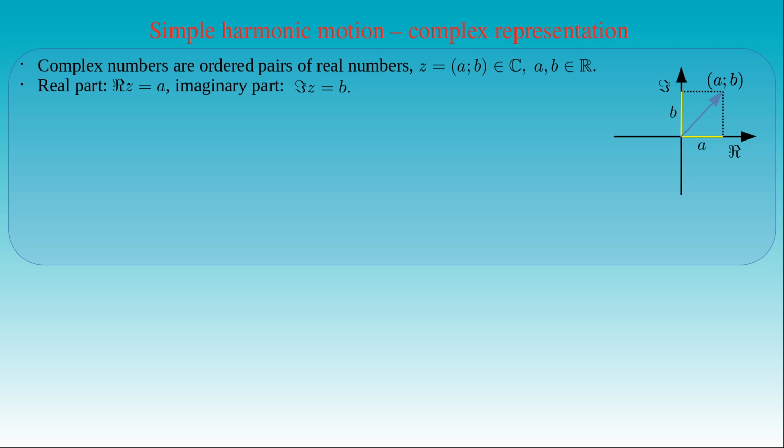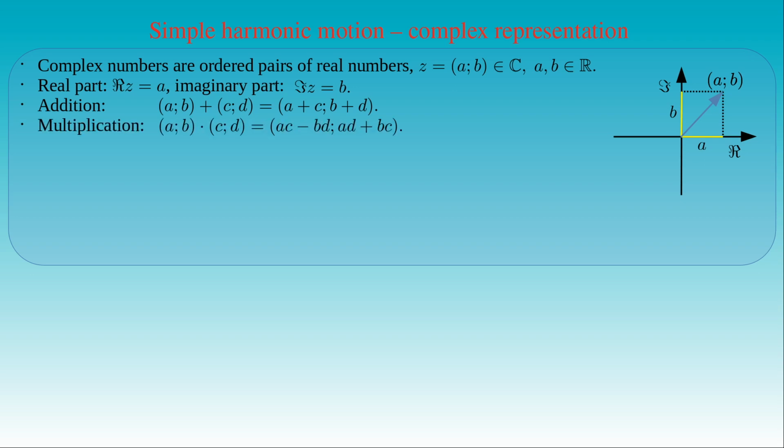The addition of two complex numbers, let us say (a, b) and (c, d), gives another complex number with the real part of a plus c, and with the imaginary part of b plus d. The multiplication of two complex numbers is defined as follows. If we multiply the complex numbers (a, b) and (c, d) with each other, the real part of the result is equal to a times c minus b times d, and its imaginary part is given by a times d plus b times c.